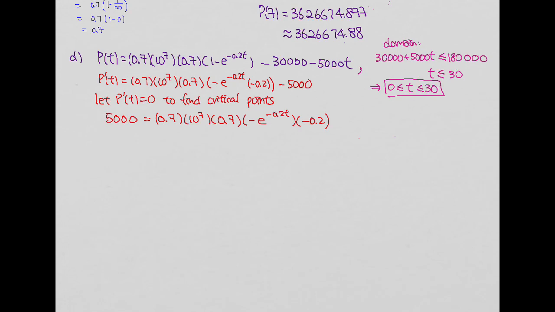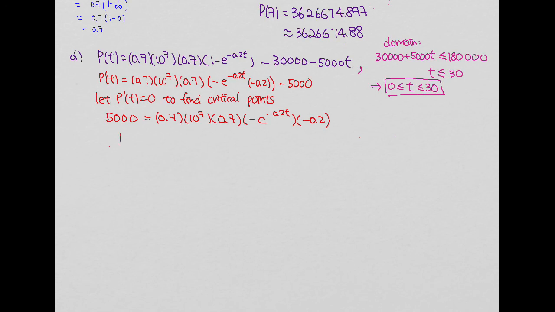After we have the differentiation, we let the first differentiation equal 0 to find the critical points. So I remove the 5,000 on the right-hand side by adding 5,000 on both sides, and you will get 5,000 equals this entire line. Because we want to find T, I have to isolate for T. That means I'm going to divide by 0.7, 10 to the power 7, 0.7, and negative 0.2 on both sides of the equation. And you are going to have 1 over 196 equals e to the power negative 0.2t.